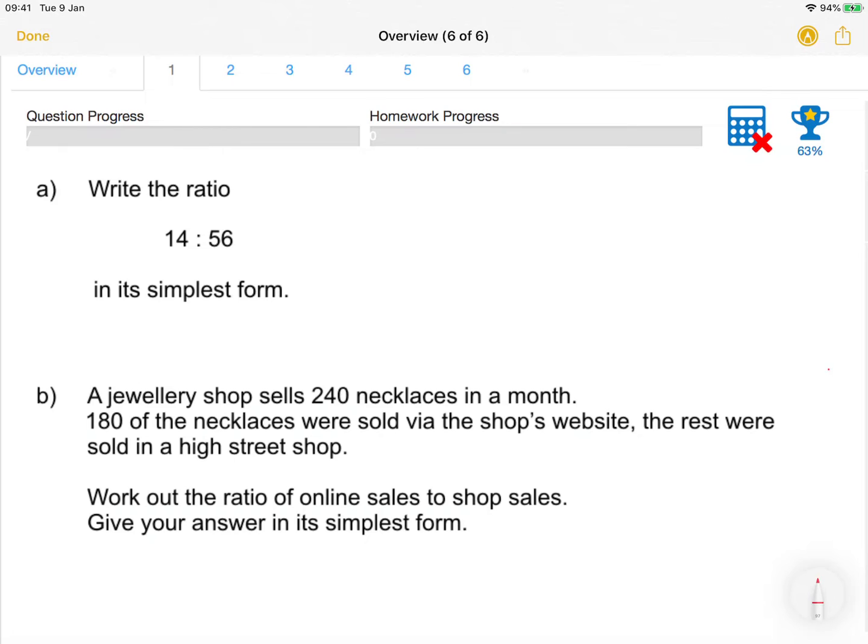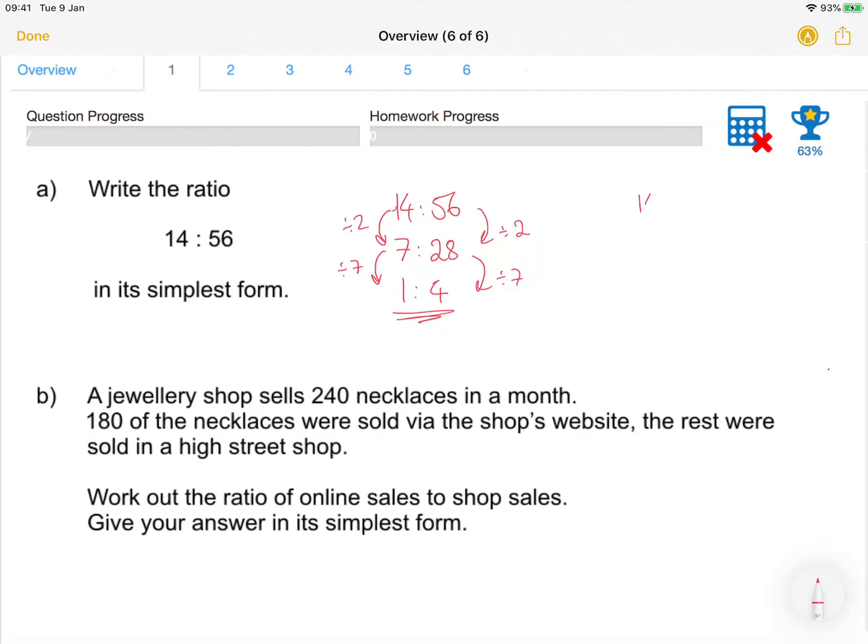So write 14 to 56 in its simplest form. Well, they're both even numbers, so immediately I know I can divide them by 2. So that would get me 7 to 28. And then I can see that they still have a common factor of 7. So I can divide both sides by 7 to get 1 to 4 rather. So your final answer there is 1 to 4.